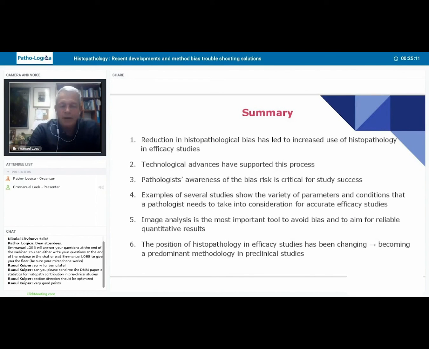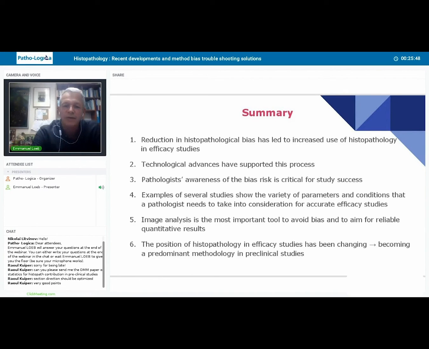So to summarize our talk, reduction in histopathological bias has led to increased use of histopathology in efficacy studies. This is something we can stand behind. We have much more demand as pathologists in efficacy these days. Technological advances have supported this process. We saw it also in the pre-flow detections in the context of the image analysis.